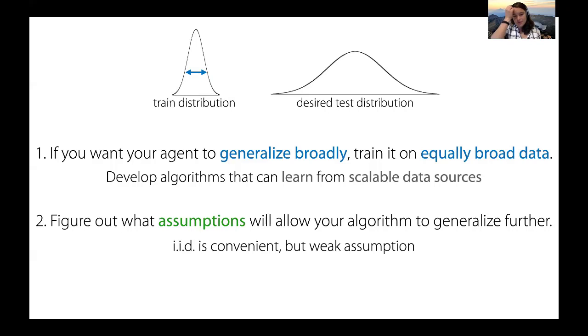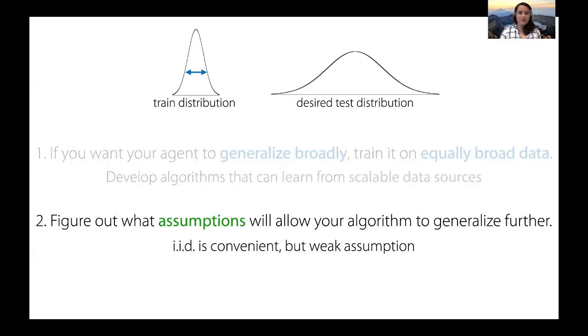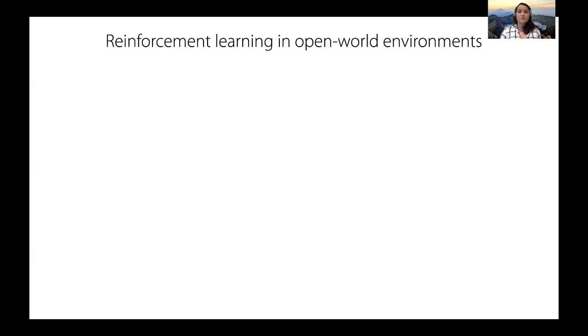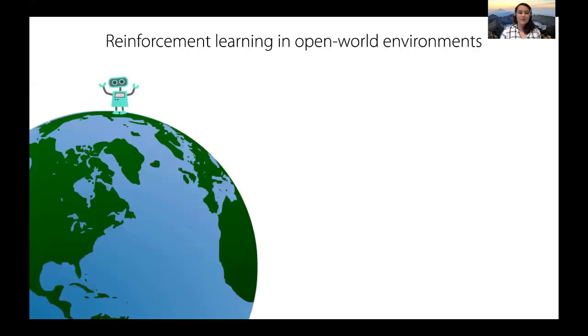When we think about these assumptions and what we want to generalize to, we're going to be thinking about this in the context of reinforcement learning in open world environments. Essentially, a robot that operates in a very large world such that it will constantly be seeing new parts of the world and new states.